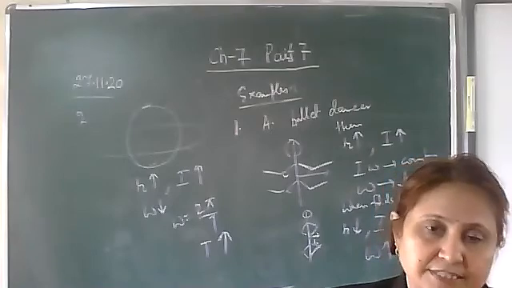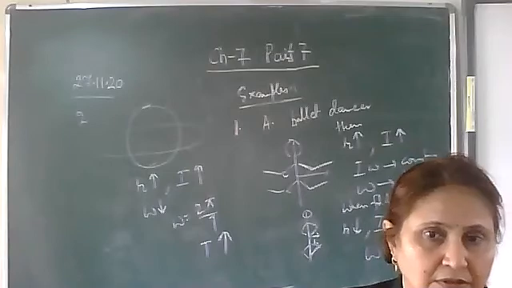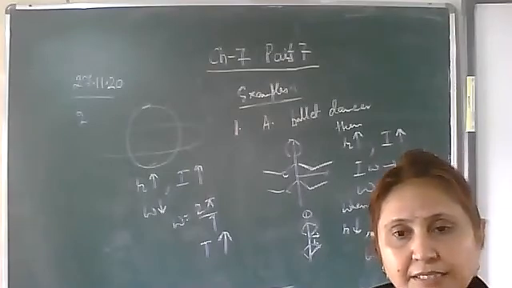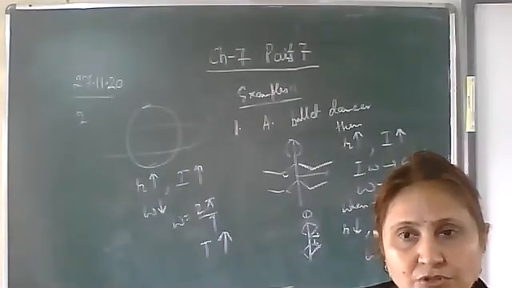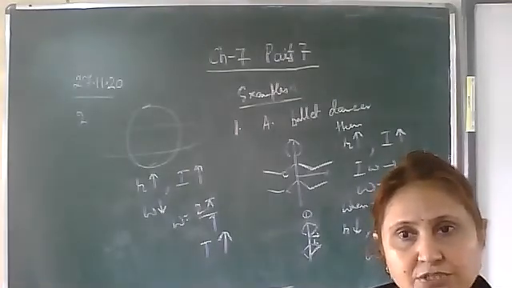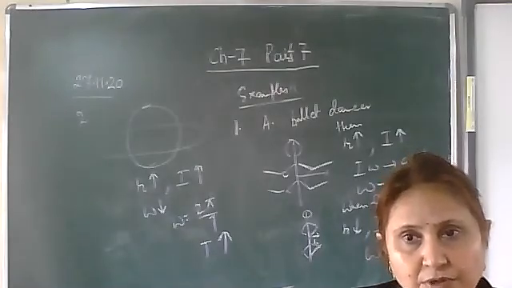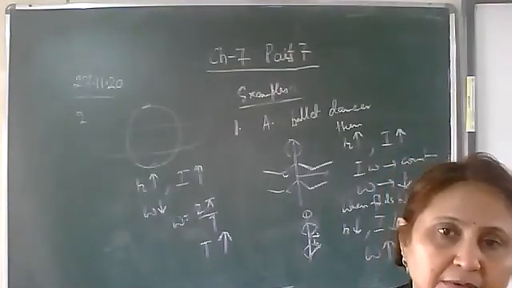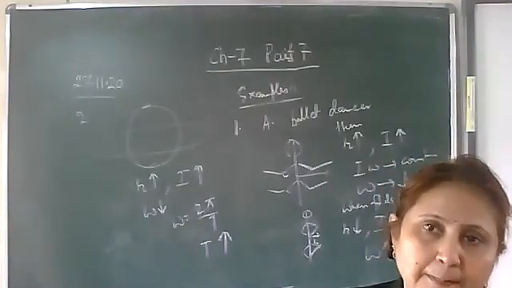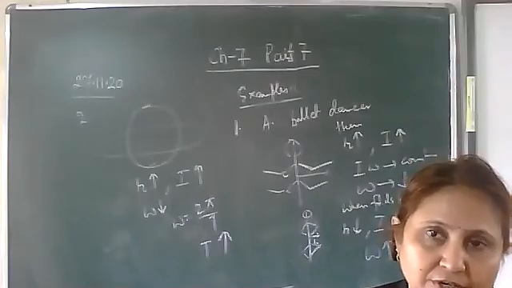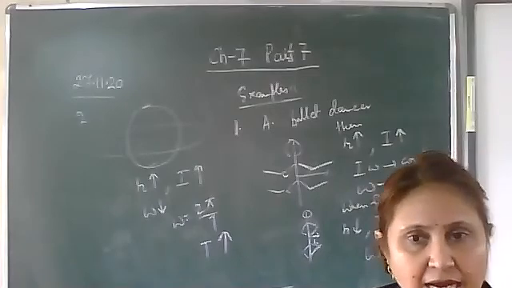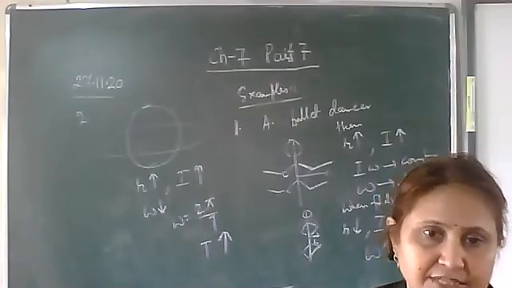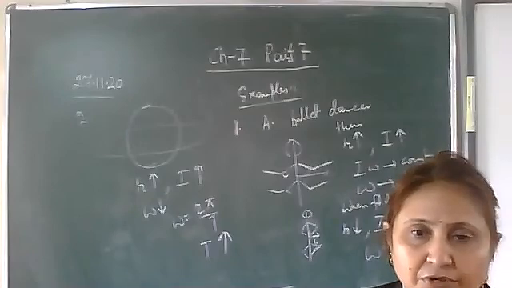So in all these examples, no external torque is acting, so I into omega is constant. So omega depends upon the moment of inertia. If moment of inertia increases, the angular velocity will decrease and vice versa. Note it down, hurry up.